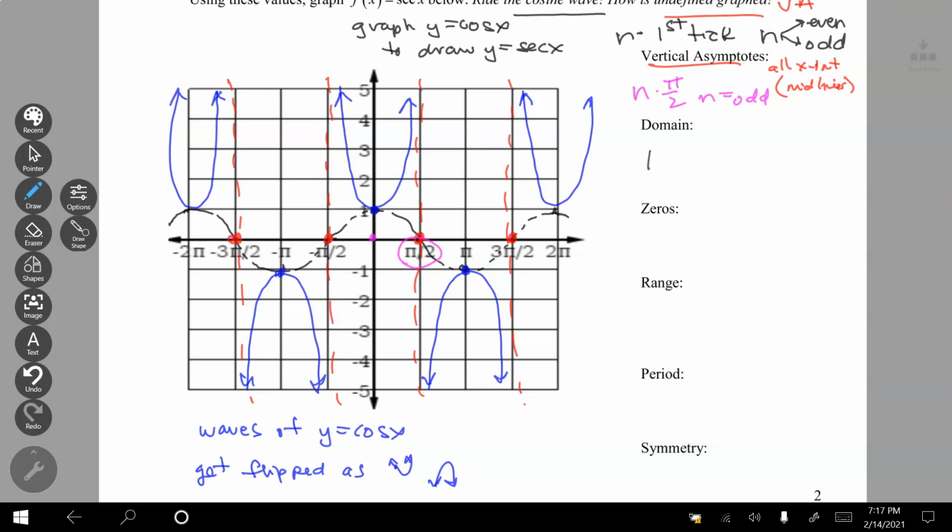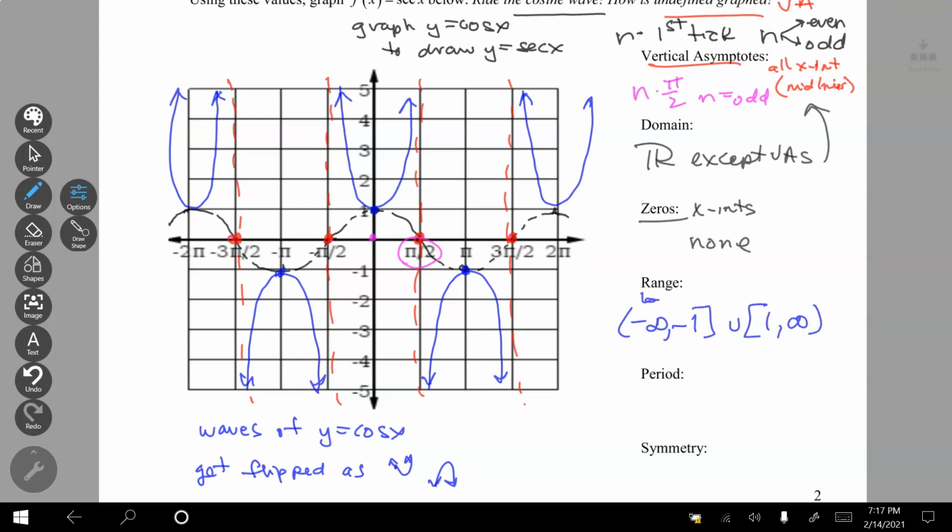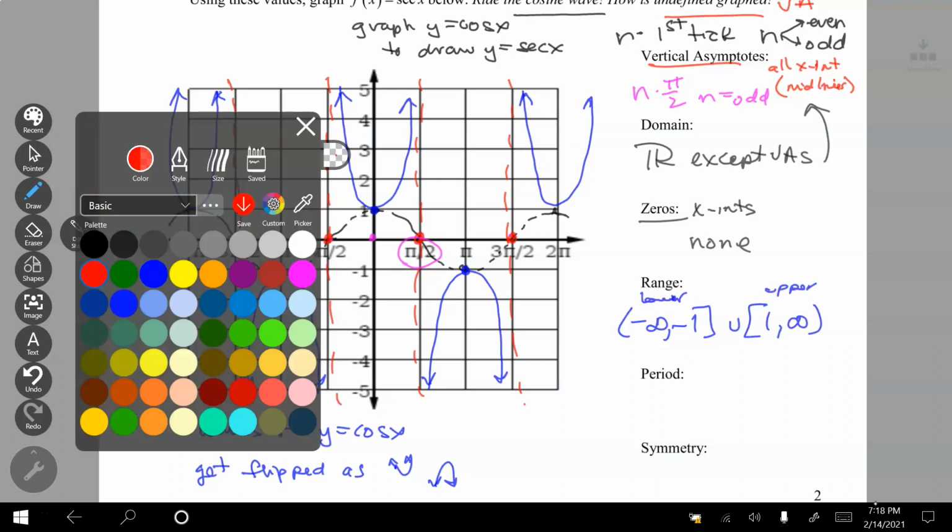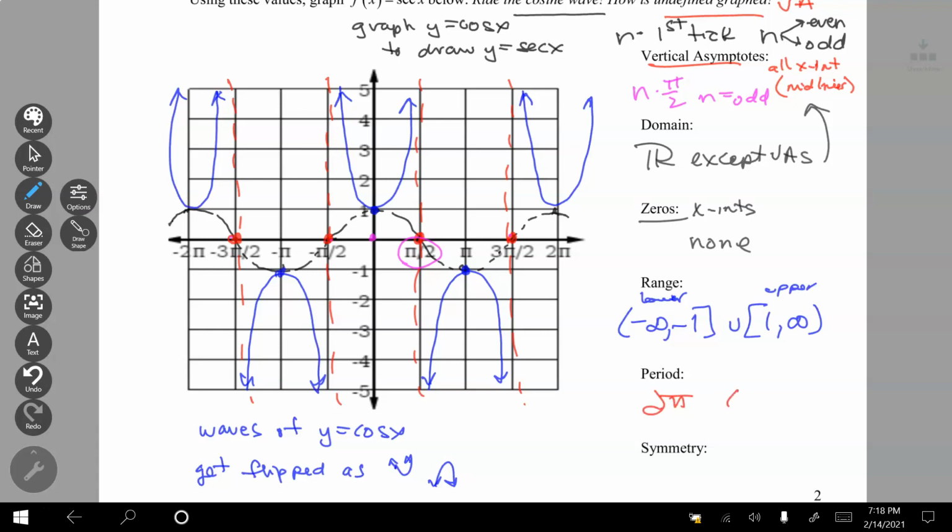My domain is all real numbers except for my VAs. Those are missing. There are no x-intercepts. My range is exactly what we had before. A lower part and an upper part. My period is still 2 pi, just like cosine, because it takes 4 squares. My symmetry is even, just like the cosine graph.